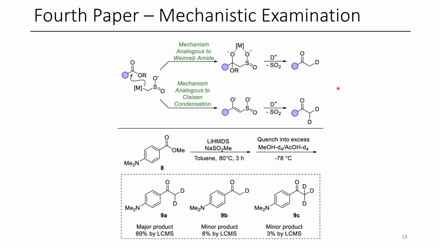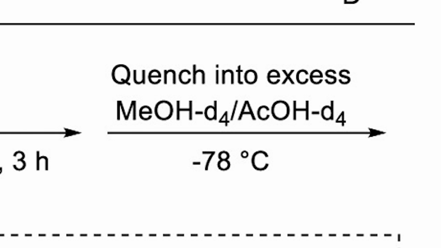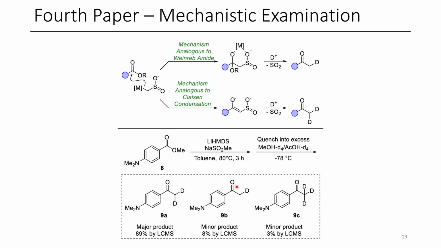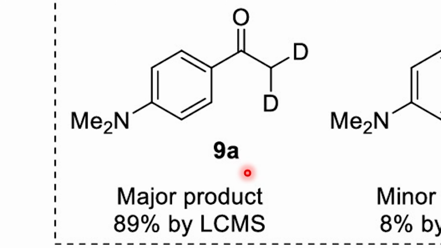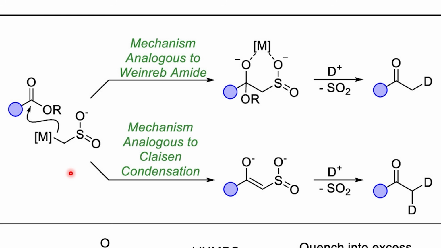I mentioned earlier about the mechanistic investigation. By doing trapping experiments with different deuterated proton donors, they were able to compare the ratio of mono, di, and tri-deuterated products. Here you can see that the di-deuterated product was the major product that forms, which suggests that it's a mechanism analogous to Claisen condensation.